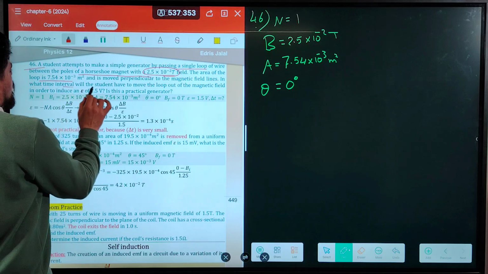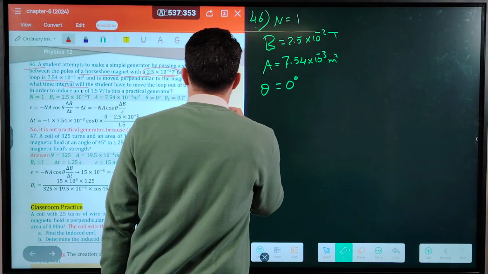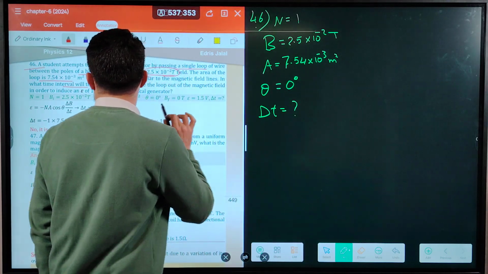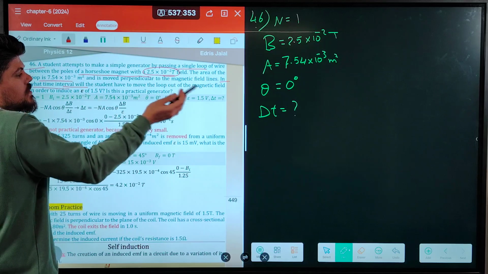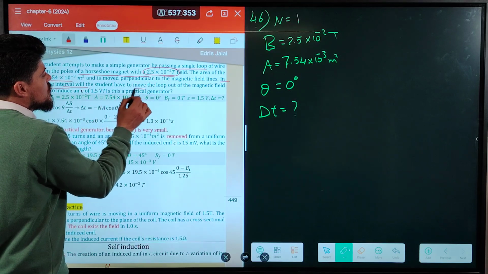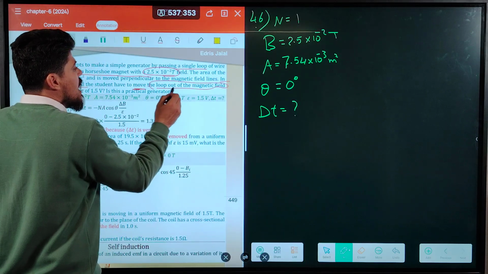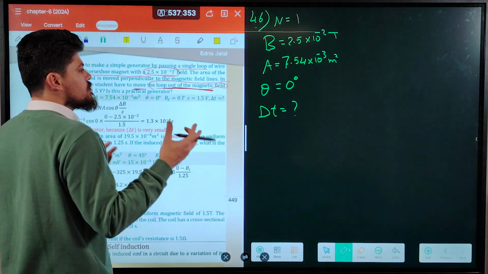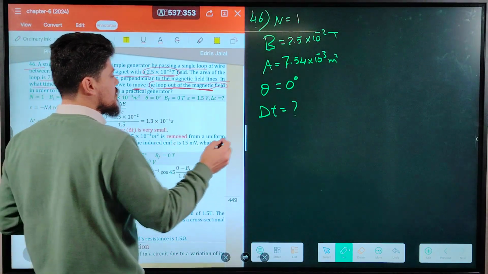In what time interval would the student have to move the loop out of the magnetic field? What do you mean by in what time? Time is unknown. Guys, listen carefully, please. In what time interval? It means that time is unknown. Will the student have to move the loop out of the magnetic field? Out of the magnetic field means that the coil is pulled steadily out. The coil exits the magnetic field.